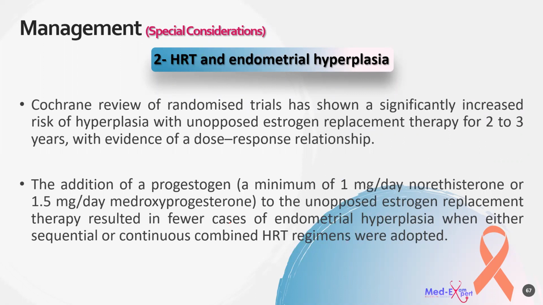Unopposed estrogen replacement therapy increases the risk of endometrial hyperplasia, and you have to add a progestogen of a minimum of 1 milligram per day norethisterone or 1.5 milligram per day medroxyprogesterone to the unopposed estrogen replacement to reduce the risk of endometrial hyperplasia. So these are general rules when giving HRT to a woman with a uterus to treat menopausal symptoms. Don't give estrogen alone.